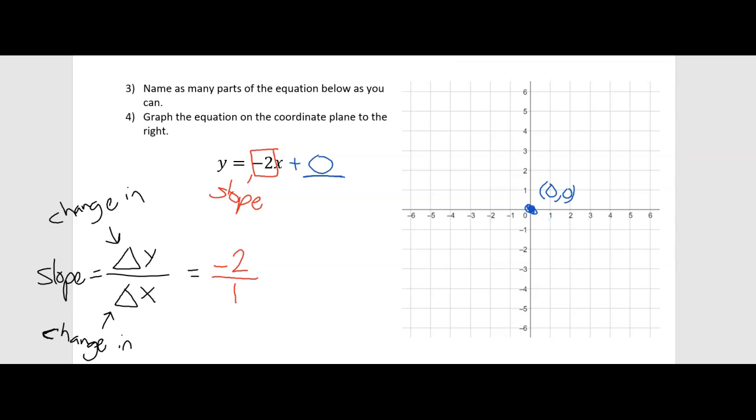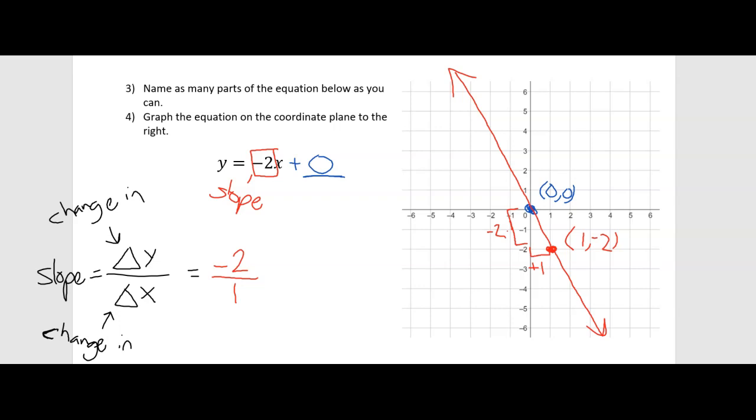Let me do this on the other side because I'm going to go to the right next. So -2 is our change in y. And then I go over 1 because that's my change in x. I'm going to, of course, label this point. It is at 1, -2. And then I'm going to draw my line through the points. And that would be the equation of this line.